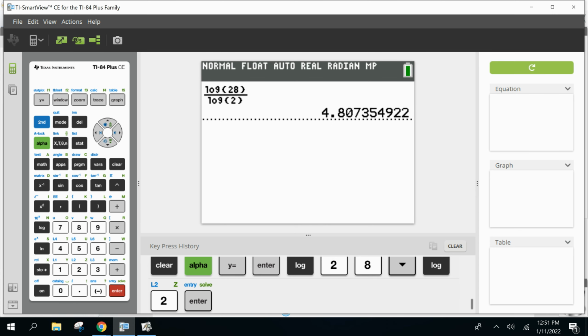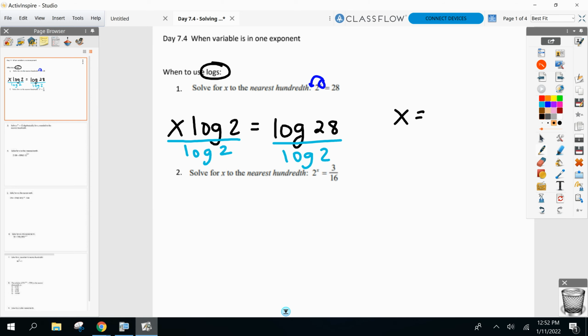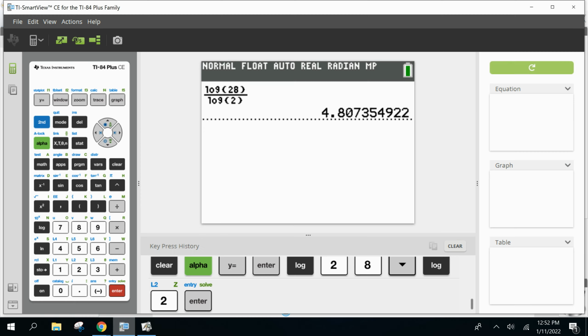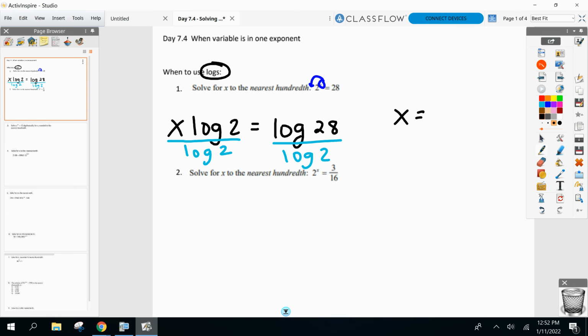And here's my other worry about starting this with you: make sure we pay attention to the rounding directions. The rounding directions, please. Nearest hundredth. What are we looking at? 4.81.